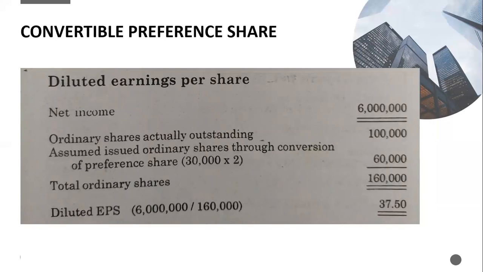To compute for the diluted earnings per share, we have the net income of 6 million. Then the ordinary shares outstanding, 100,000. Since we assume that it is converted into ordinary share, we have the preference share of 30,000 times 2, so we have 60,000. So the total ordinary shares is 160,000. So the diluted earnings per share is 6 million divided by 160,000. So we have 37.50. So that's it.